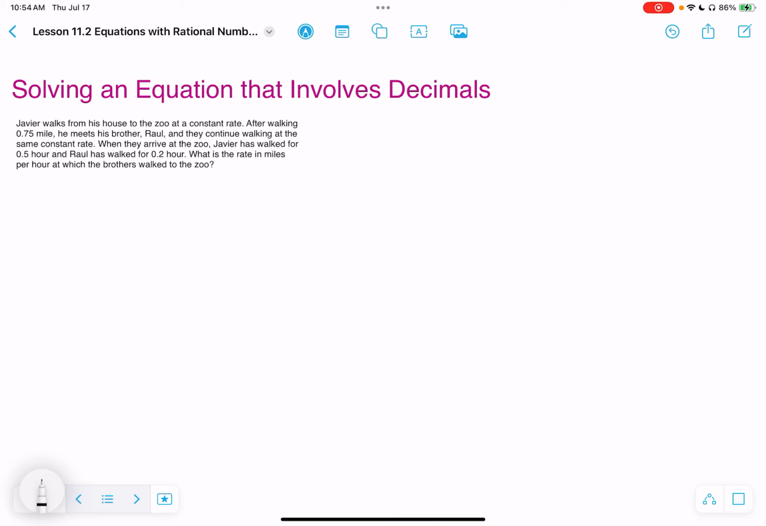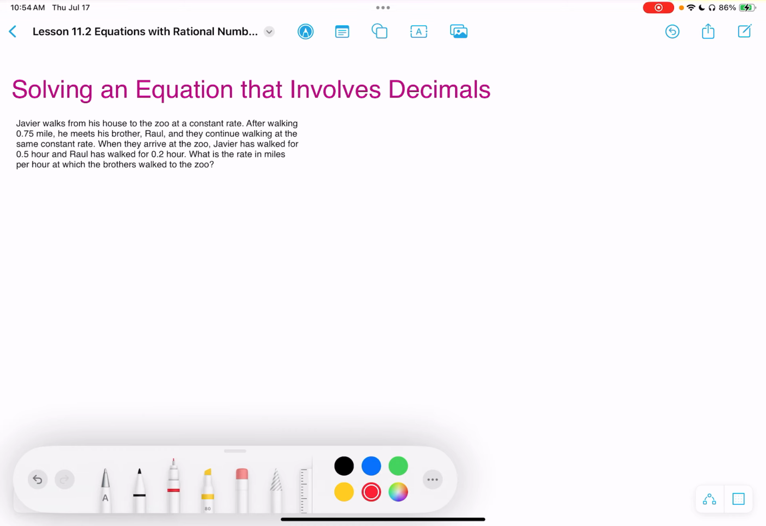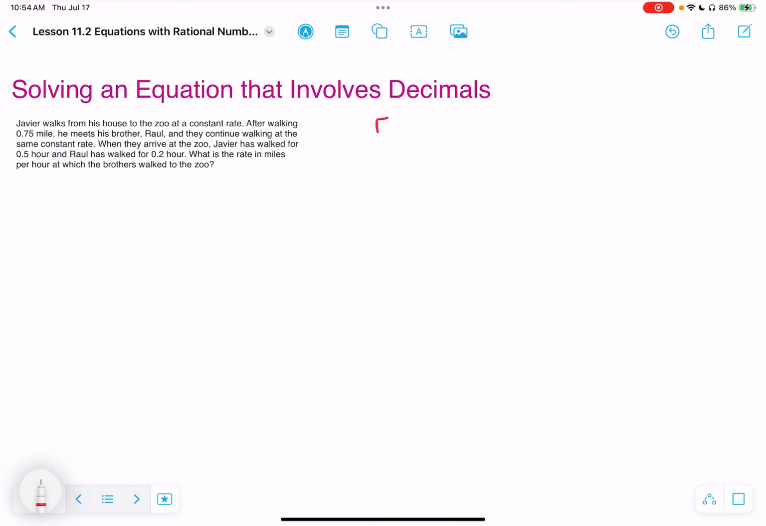So the rate in miles per hour is the thing that we need to know. So when we define our variables, that's going to be it. R is the rate in miles per hour they walked.